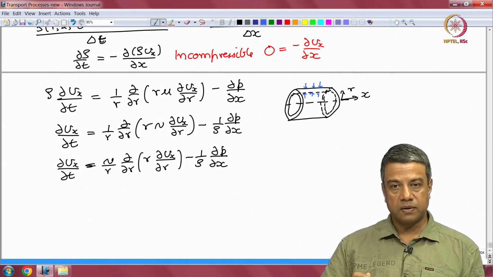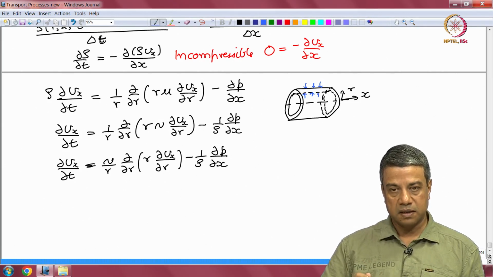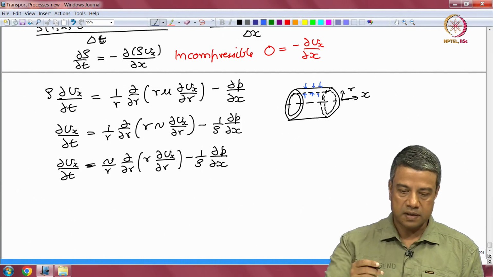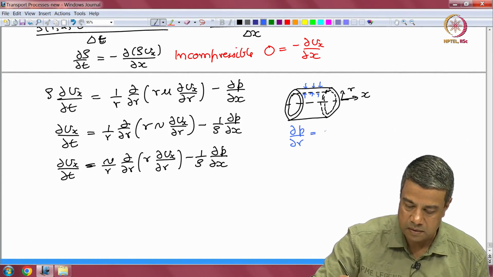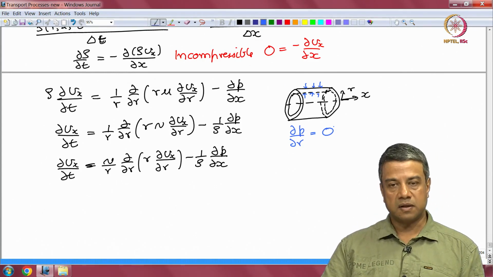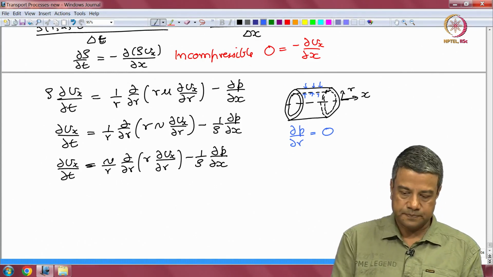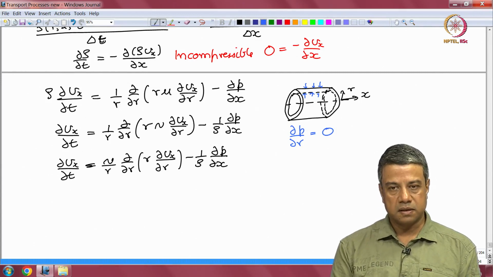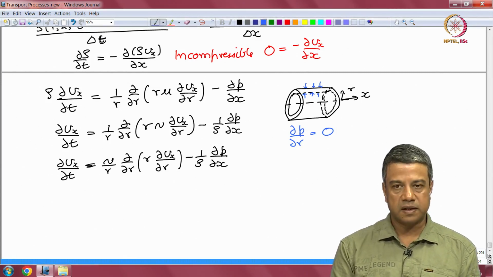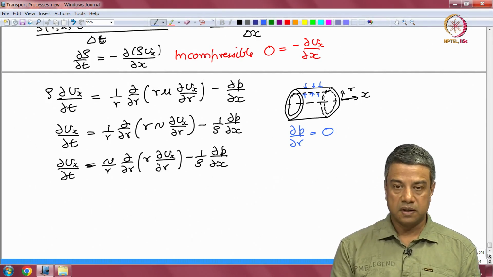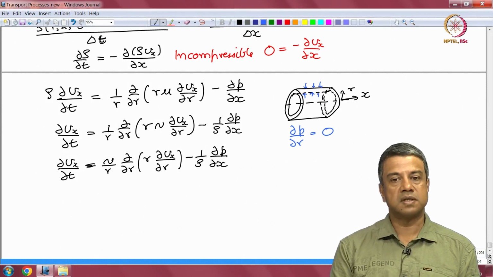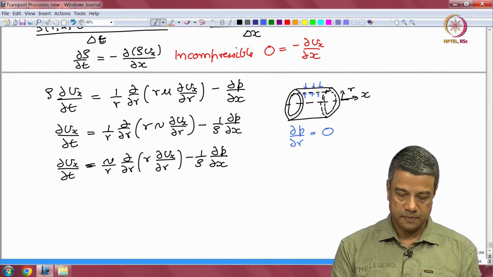So, if I were to write this equation for the radial direction, the only contribution I would get is due to the pressure difference. That contribution would basically tell me that partial p by partial r is equal to 0, or the pressure has to be a constant in the radial direction. So, there is no pressure variation in the radial direction. The pressure for a laminar flow is a constant across the radius, because there is no velocity in the radial direction.